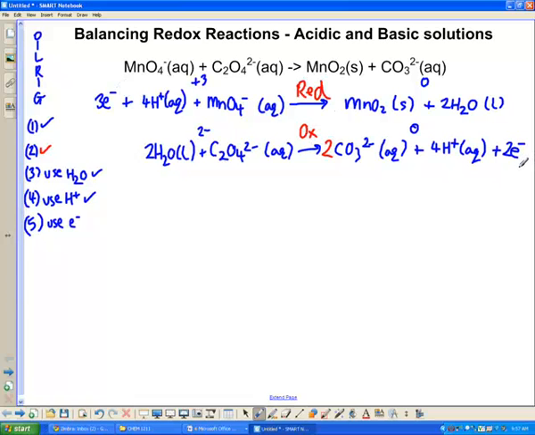Another way to check at this point is if you have electrons on the same side in each equation, that's a guarantee that you've messed it up somewhere. That's not even a possibility. It's absolutely true. You've messed up somewhere.